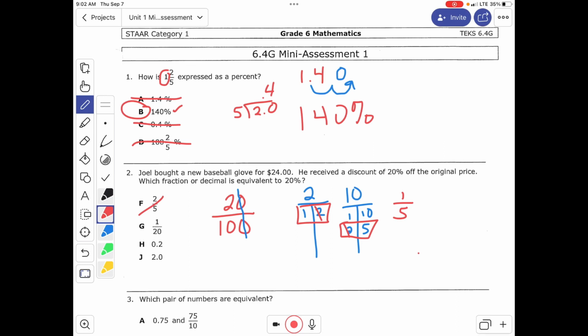What would 20% be as a decimal? If you move it over 2 spaces, that would be decimal 20. Is decimal 2 the same as decimal 20? It is, because that's just a placeholder. So H is correct.